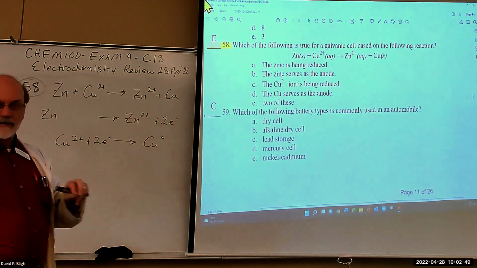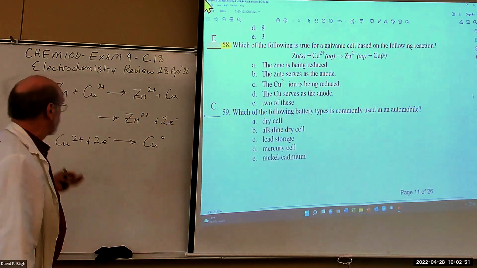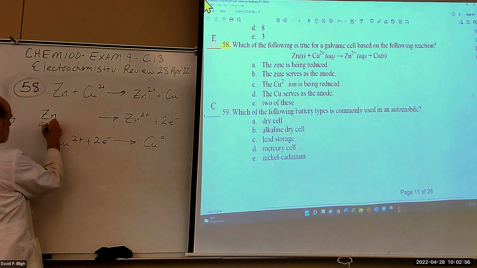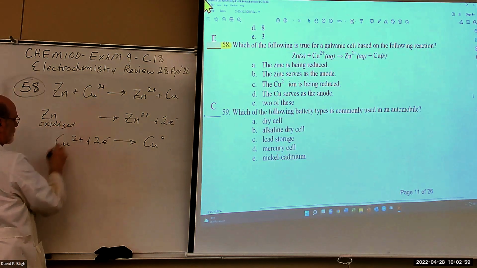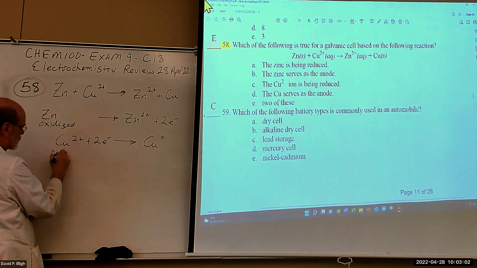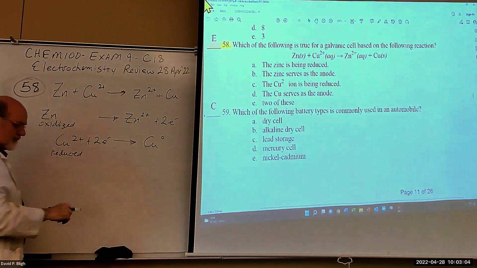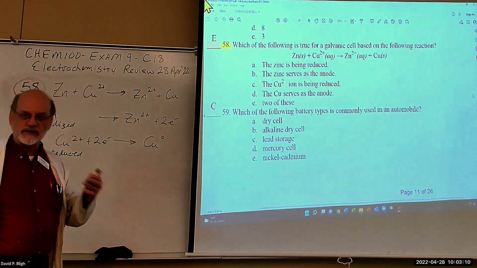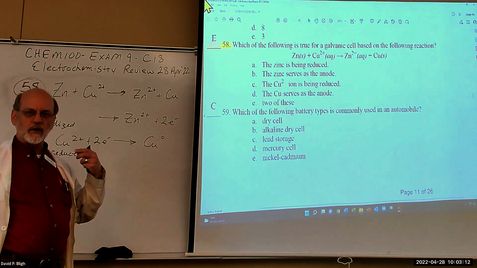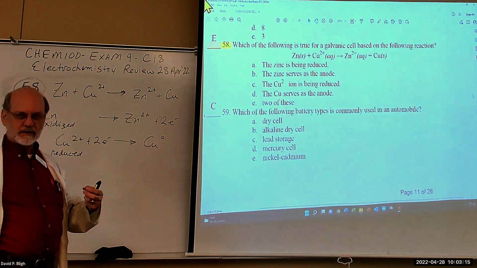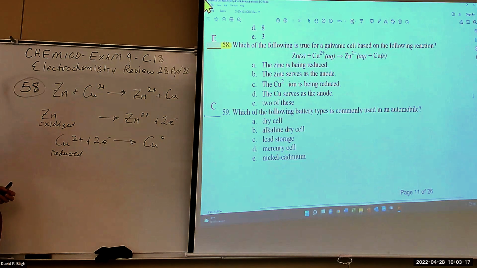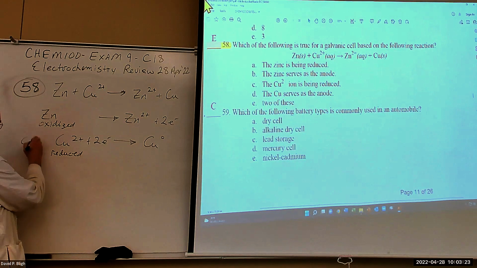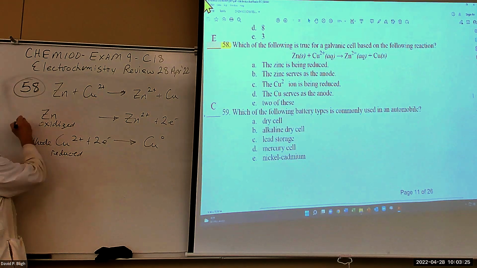All right. So remember what our definition was. Well, first of all, zinc is oxidized. And copper 2 plus is reduced. Then we need to name the half cells. Which one's the anode, which one's the cathode? Cathode is always the one where reduction takes place. So reduction, this would be the cathode. This one would be the anode.